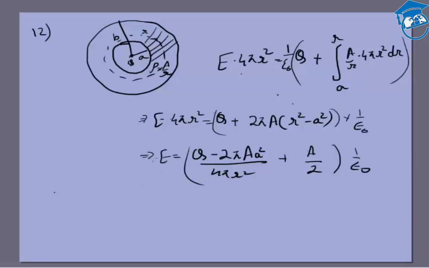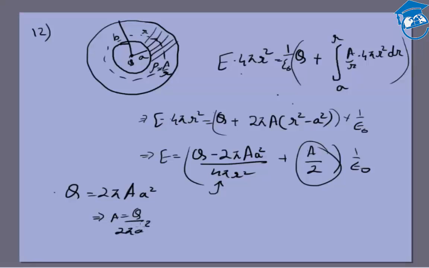Now this needs to be independent of r. So this term is independent of r, but this term is not. This term will be independent of r if Q is equal to 2 pi A squared, which would give me A is equal to Q by 2 pi A squared, which gives me the answer as option 1.